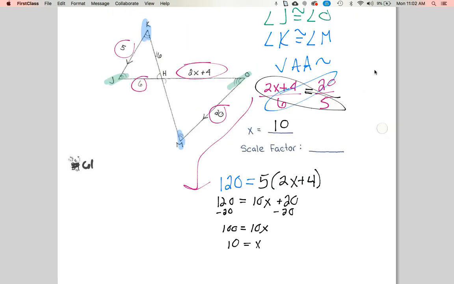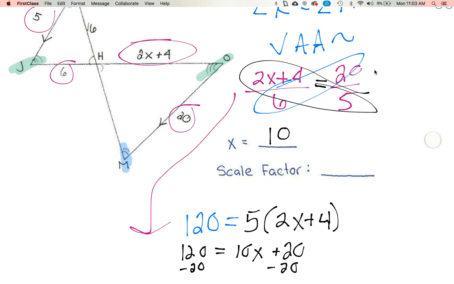What is the scale factor? Remember, the scale factor is a ratio of any two corresponding sides. So I already have a scale factor right here. 20 goes with 5. You can simplify that if you'd like and do 4 to 1.